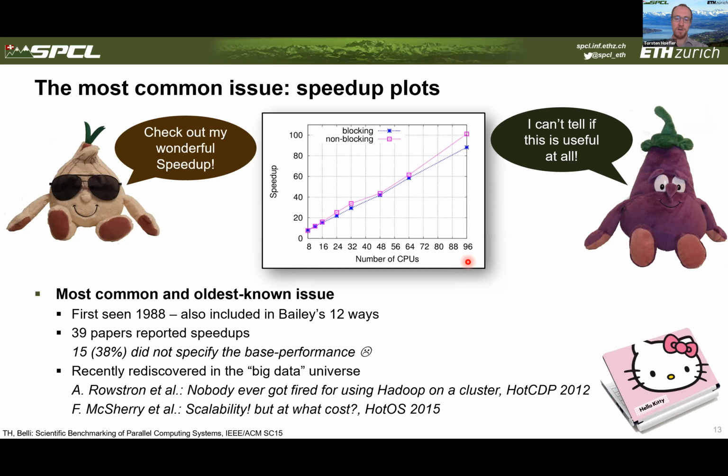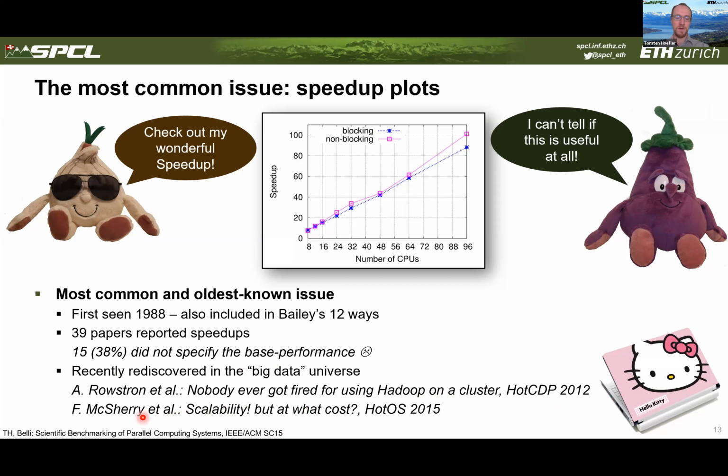And this is a common pattern that repeats that was seen in 1988. This is included in Bailey's 12 ways. In fact, 38% of the papers that we looked at that reported speedup did not give us the base case performance. So even 5 years ago, it was not that uncommon to not provide baselines. And people were complaining about this in different communities as well.